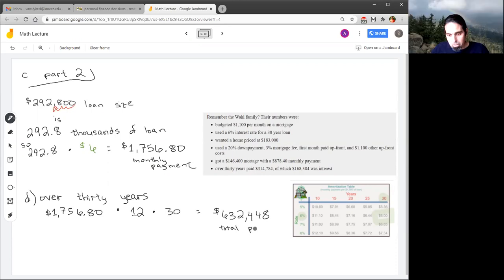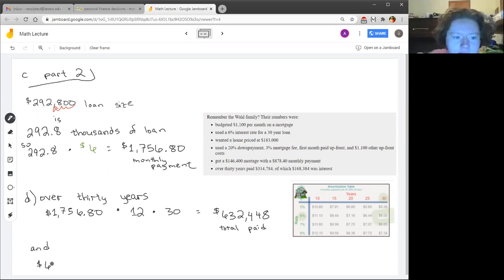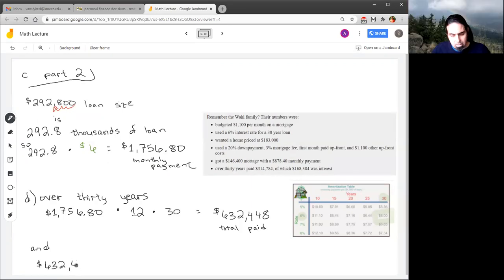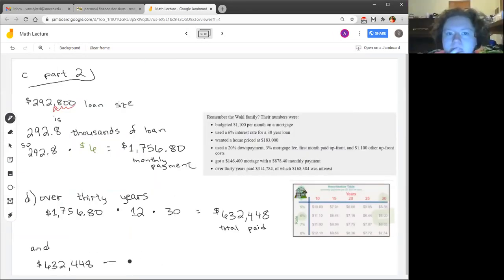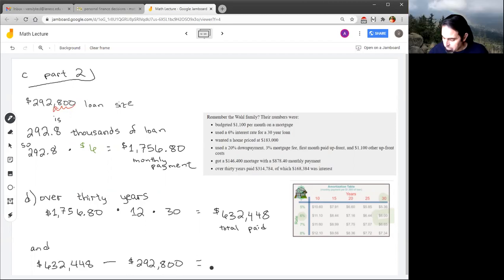I'm writing it out mostly so that it's a review of how to do it the first time also. And of all of that, anything that's not the loan is interest. So we take away how much was the loan, we get 339,648.